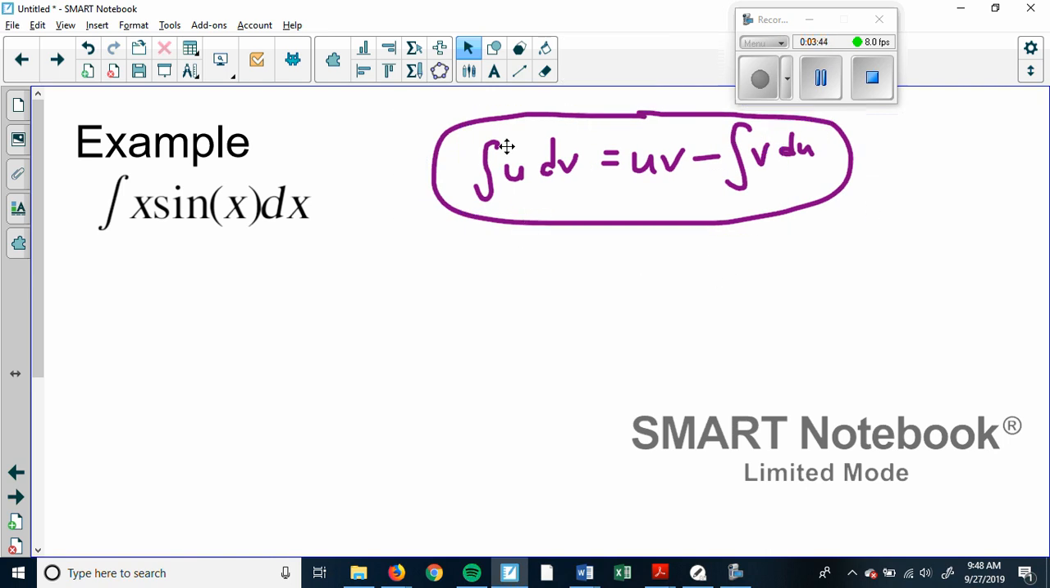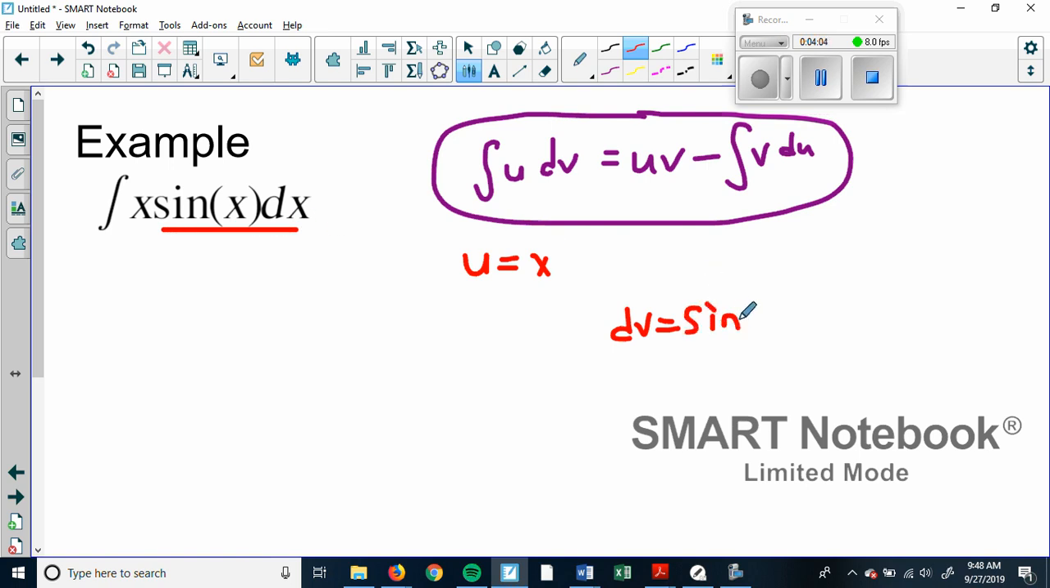Now what we need to know is what u and dv are. So let's let u equal x, and then dv equals the second part here, sine of x dx. And then you know that v, hopefully we remember this, is negative cosine of x, and du just equals 1 dx.